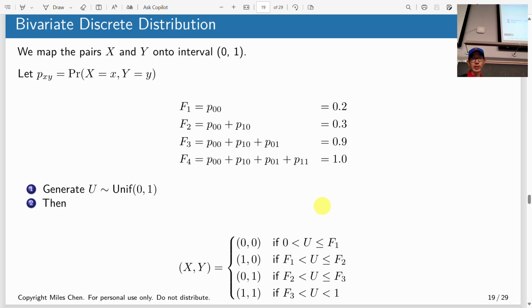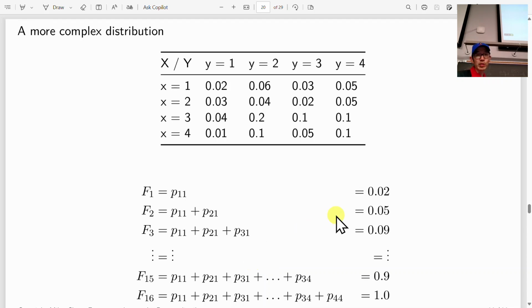Okay, and then now you'll just generate a random value from the uniform distribution, and then based on these cutoffs that we've produced, you'll generate your x and y coordinates. So how do you generalize something like this into something even bigger?